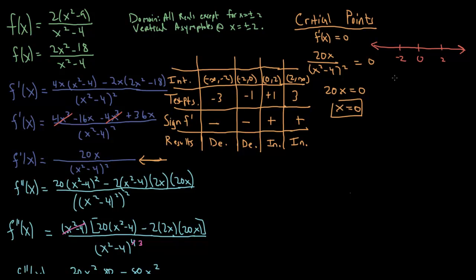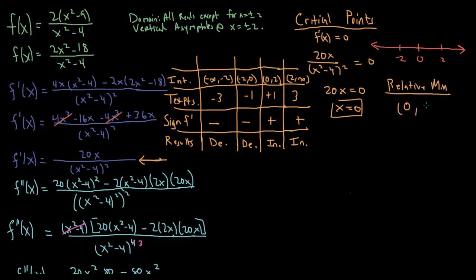So 0 comma something is going to be a relative minimum or maximum? Well, we're changing from decreasing to increasing, so our function's going like this. Decreasing, decreasing, decreasing, decreasing, and then increasing again. That's going to result in a relative minimum. Okay? So we have a relative min at 0 comma something.